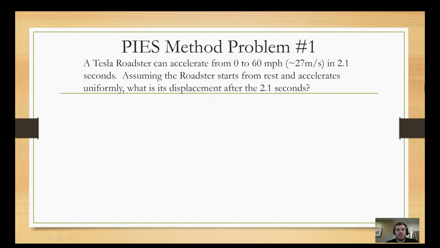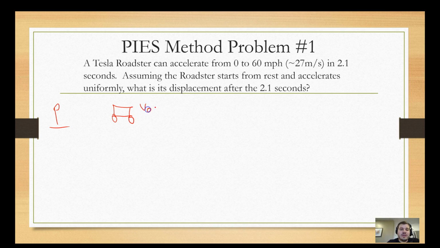Right, example problem 1, we have a Tesla Roadster that can accelerate from 0 to 60 miles per hour in about 2.1 seconds. We want to figure out, assuming a uniform acceleration, what is the displacement after 2.1 seconds. So remember, the first thing we do is we always draw a picture. And the picture needs to label all of the things that we know. It's a way for us to simply organize information.